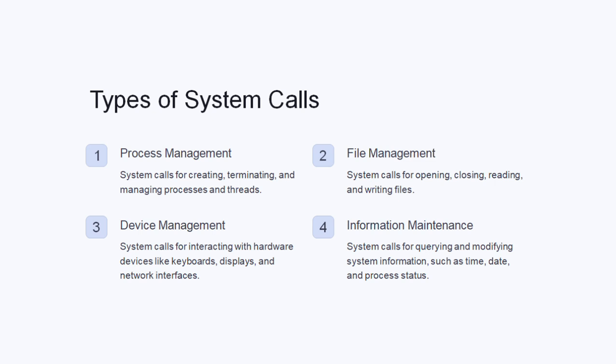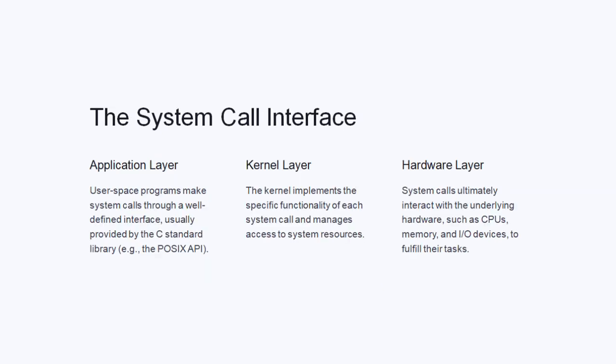Another one is device management. These system calls request and release devices, read and write device attributes, and perform other device operations. Information maintenance. These calls provide information about the system and its processes, such as getting the system time or setting system data. Now we are going to learn about the system call interface.